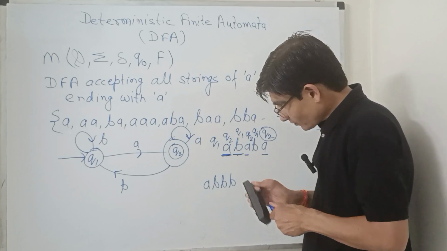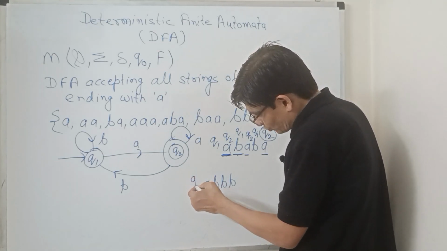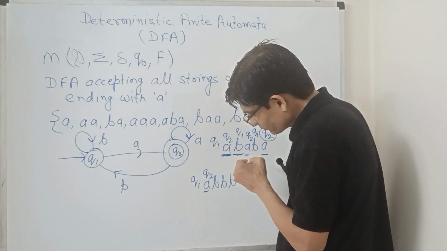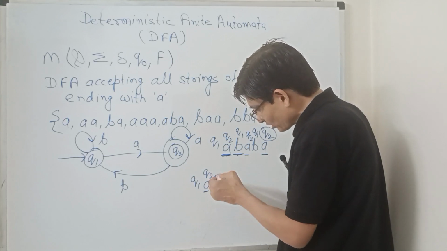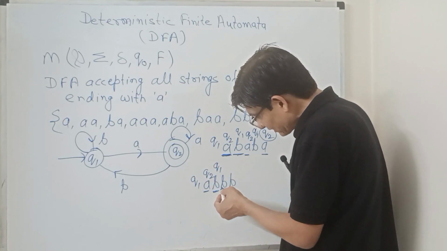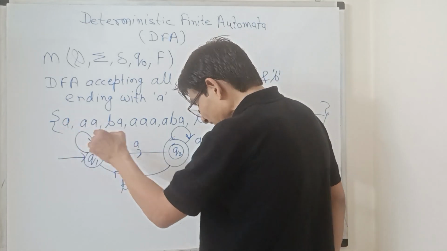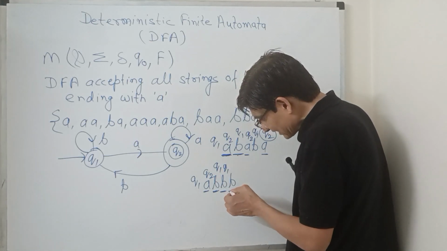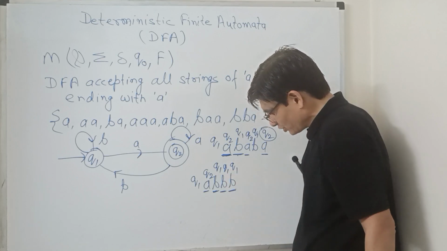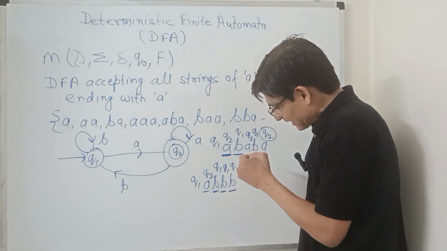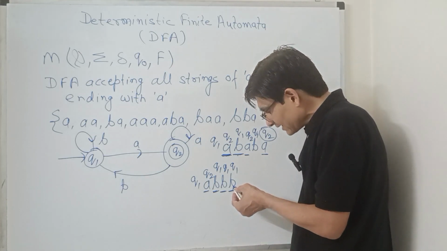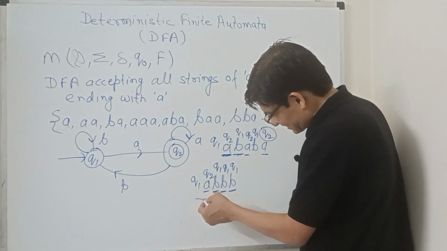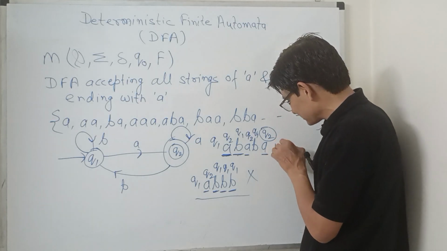So you can see, initially we are at Q1. After reading A, we will move to Q2. After reading B, we will move to Q1 again. At Q1, we are getting B, so we will stay in Q1. Again we are getting B, so again we will stay in Q1. Now this is the last character of the string. After reading the last character, we are in Q1, which is not a final state. That means this string is not accepted by the machine.